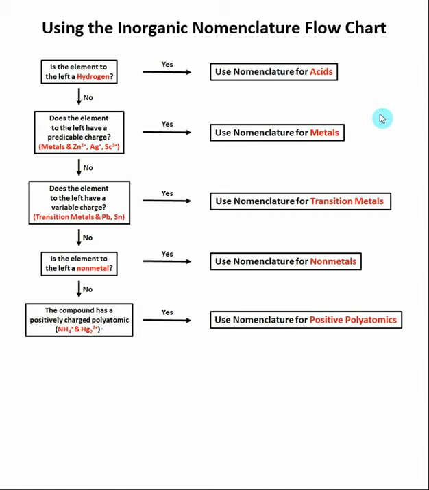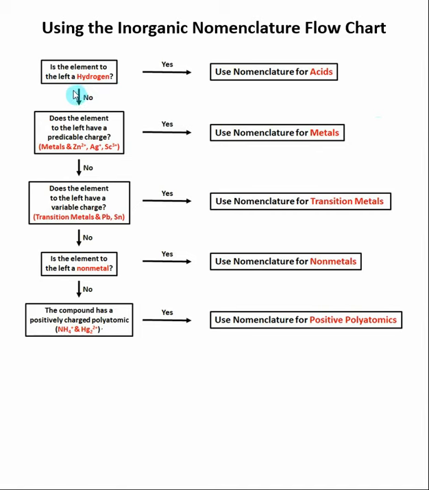This flowchart will help you identify what kind of compound you're trying to name, and more importantly, it will lead you to the nomenclature rules to provide a name for that compound. We're going to find that the nomenclature rules are typically determined by the element all the way to the left in the molecular formula. If the element all the way to the left in the molecular formula is a hydrogen, this is going to be an acid, so you're going to follow the nomenclature rules for an acid.